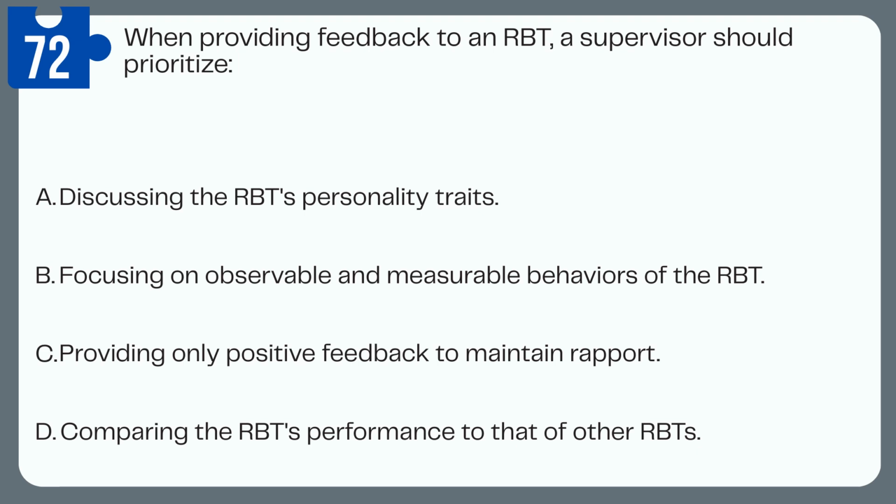Question 72. When providing feedback to an RBT, a supervisor should prioritize: A. Discussing the RBT's personality traits. B. Focusing on observable and measurable behaviors of the RBT. C. Providing only positive feedback to maintain rapport. D. Comparing the RBT's performance to that of other RBTs.